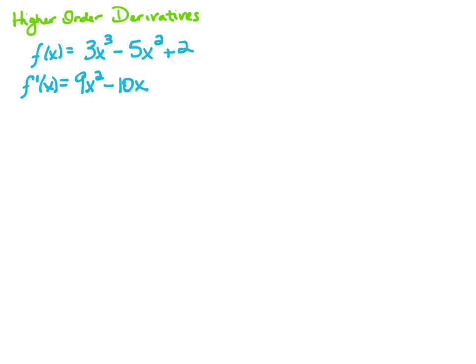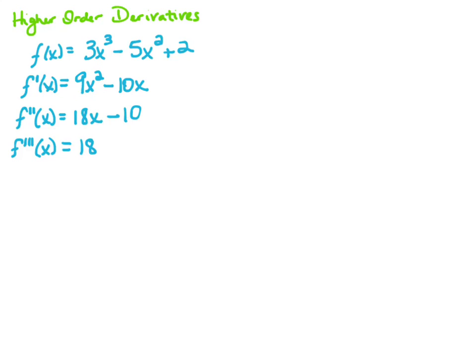But now I can take another derivative. We would call this the second derivative, f double prime of x. And that would be equal to 18x. The derivative of 9x squared is 18x minus the derivative of 10x, which is 10. And I could take another derivative. The third derivative, f prime prime prime, or triple prime, would be equal to the derivative of 18x, which is 18, minus the derivative of 10, which is just 0. And so this is the third derivative of this function that we started with.